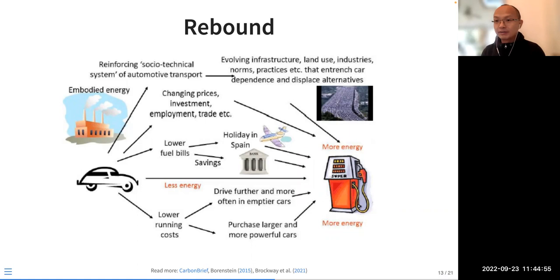And there are also some good rebounds, because let's say if we save money for other activities, it's an improvement of life quality. And it's also a contribution to the economy. So those are good rebounds, right? At the same time, rebound might create more emissions and pollution. Those are the rebounds that we need to worry about. The discussion of rebound is also an active area for research. If you're interested, I definitely encourage you to read more.